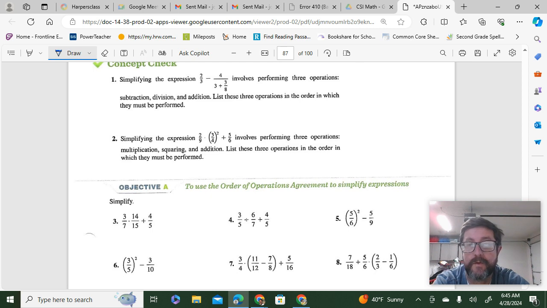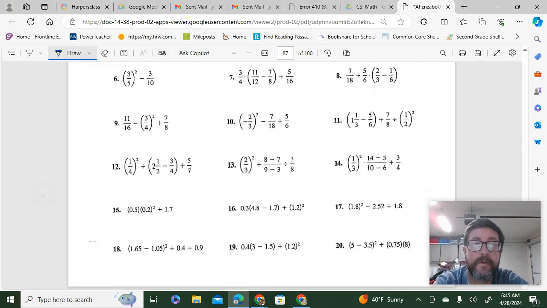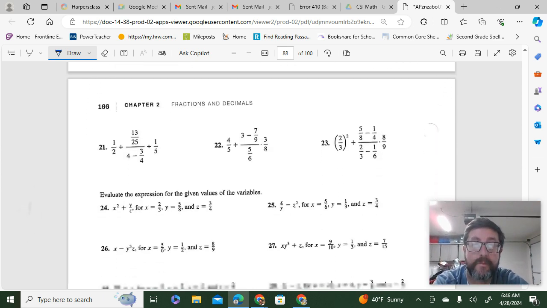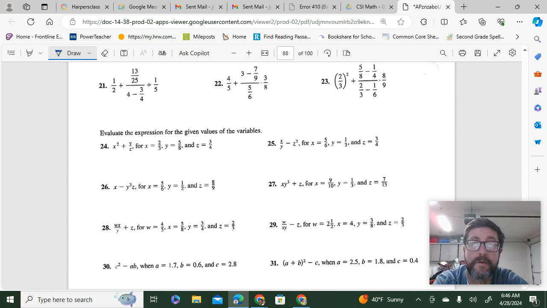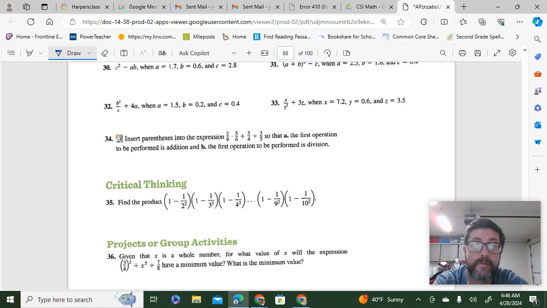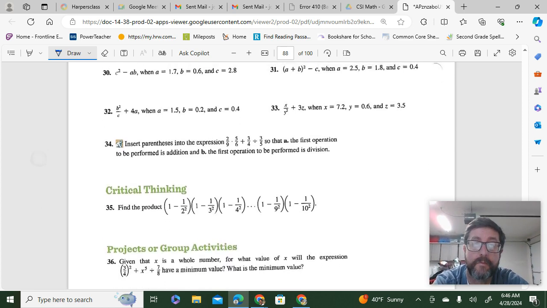Pause it and do these. Pause it and do these. Pause it and do these. Pause it and do these.